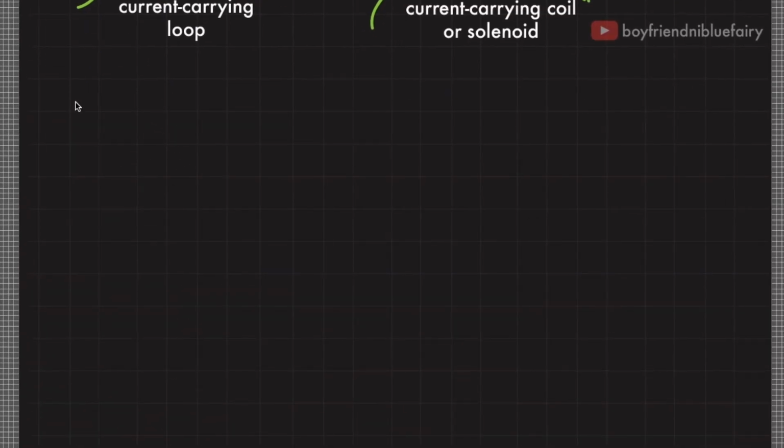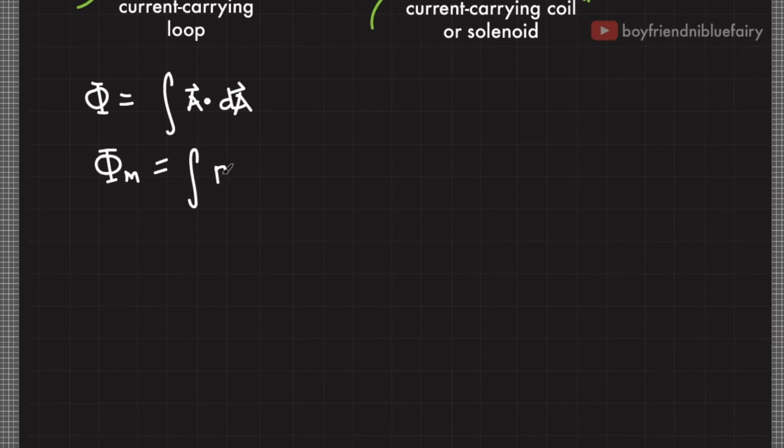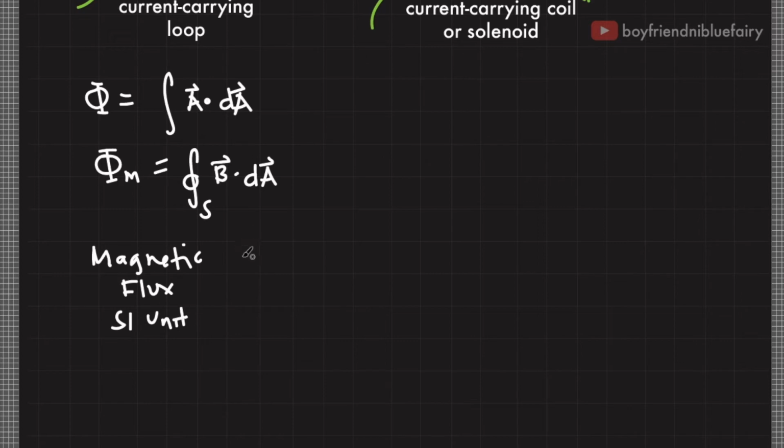So recall our definition for flux. In our class, we represent flux with the Greek letter phi, and it is equal to the integral of the dot product of the vector and an area. So for the magnetic flux, we put a subscript m, and it is equal to the dot product of the magnetic field vector and the area. So if we calculate the magnetic flux through a closed surface, we put a circle on this integral sign to denote a closed surface, and this is our equation for magnetic flux. So the SI unit of magnetic flux is the Weber.